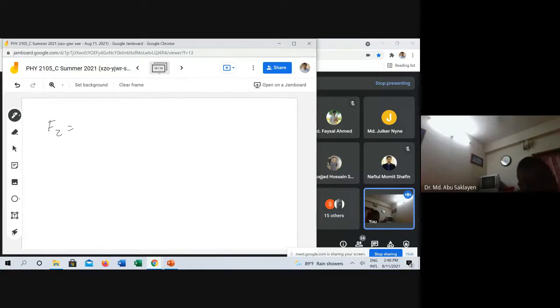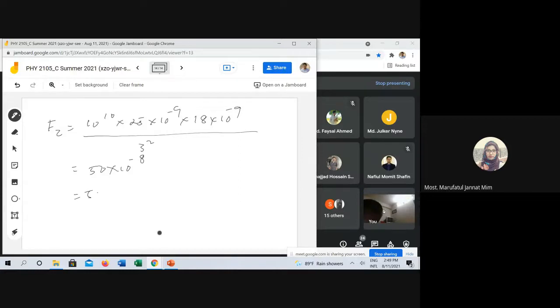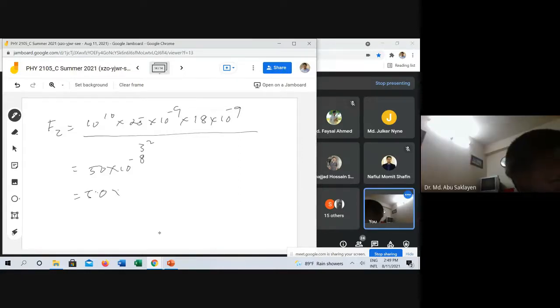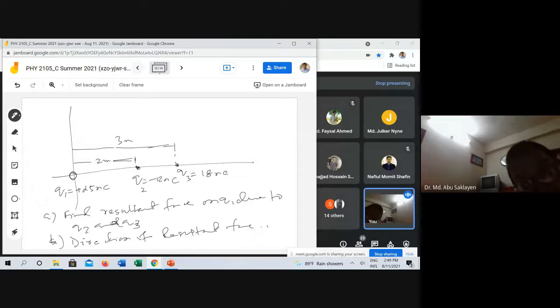F2 equal to 9 into 10 to the power 9 into 25 into 10 to the power -9 into 18 into 10 to the power -9 divided by 3 square. So we'll get 50 into 10 to the power minus 8, that is 5 into 10 to the power minus 7 Newton. So what is its direction? This is important. Look at the arrangement. What will be the direction of F2?